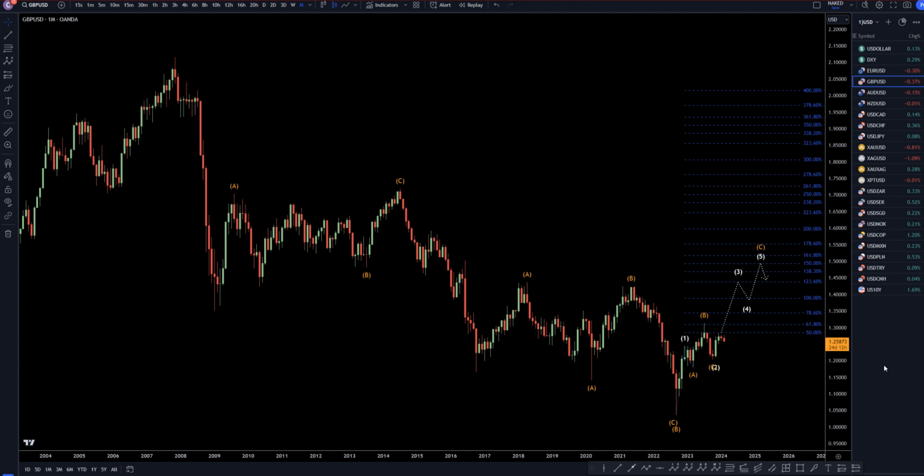Today is Monday, February 5th, and I'm going to be analyzing the pound US dollar starting on the monthly, working my way down to that 1 hour time frame for the full top down analysis.